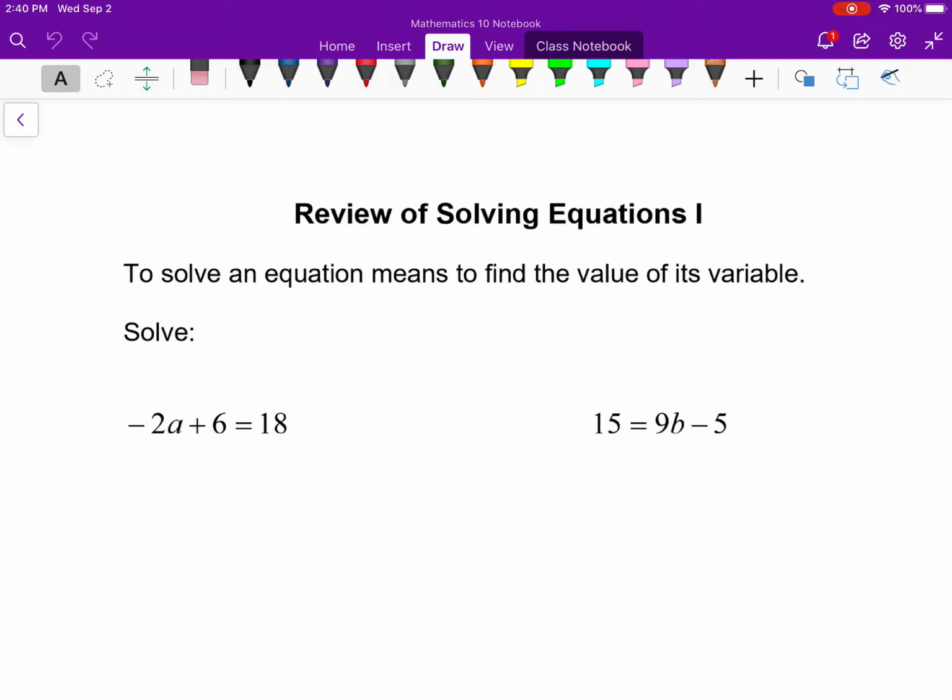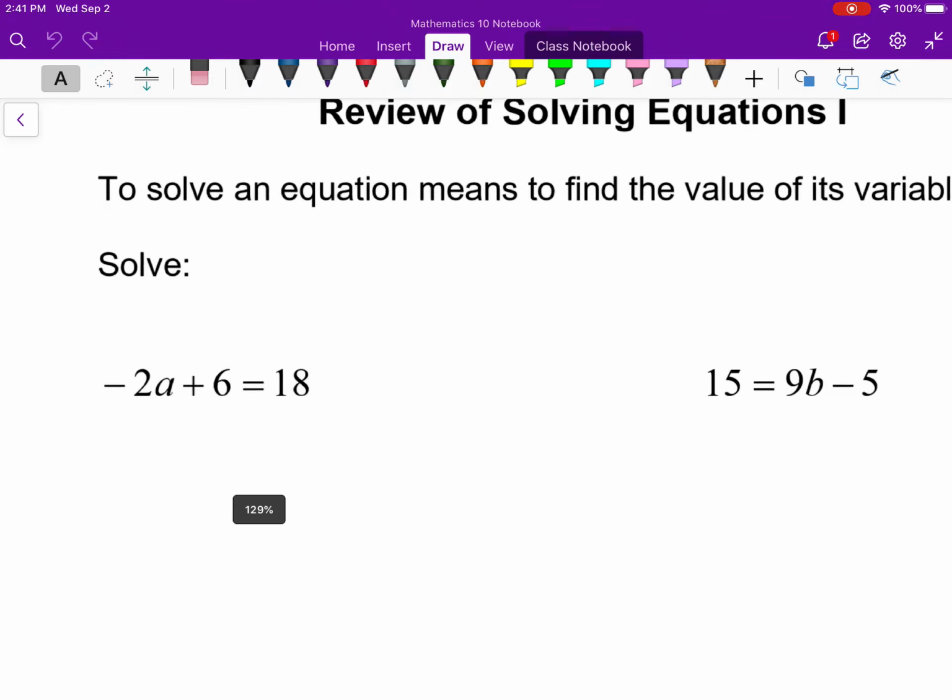All right, so here's a short note on the first review lesson, which is on solving equations. I want to solve these two equations right here. I'll start with the one on the left, negative 2a plus 6 equals 18.